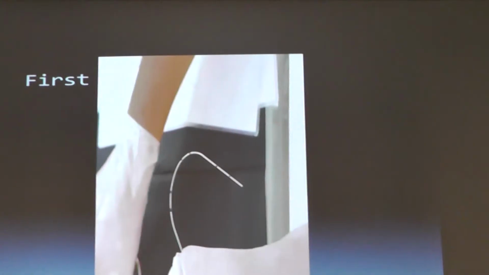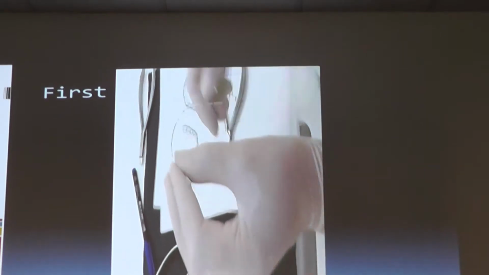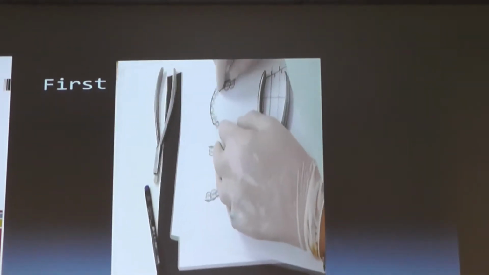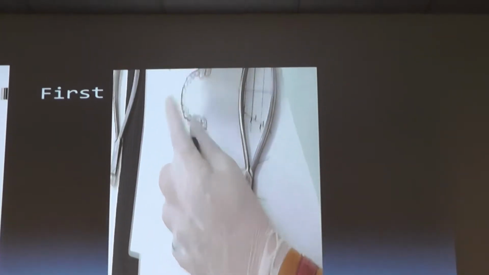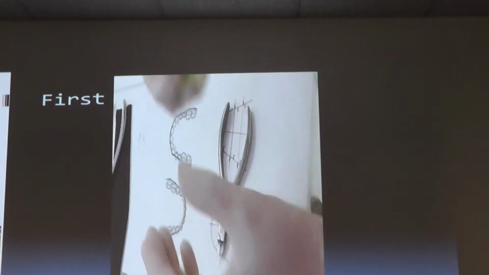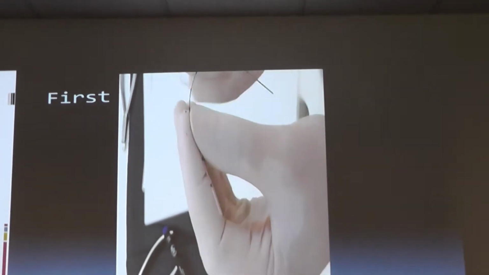This is our arch wire. This is mid-arch. This is mid-arch. This is space for central incisors, lateral incisors.